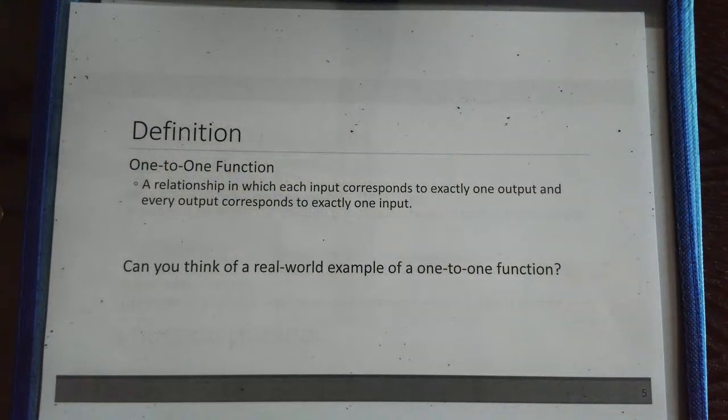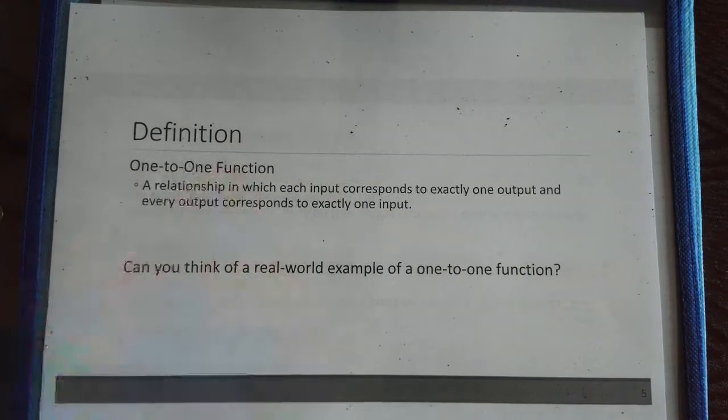So next up, we are going to talk about what a one-to-one function is. It's a relationship in which each input corresponds to one output, and every output corresponds to exactly one input. So it's like a function. Well, it is a function. It's a one-to-one function. But you can go the other way as well. Each output has only one input as well.